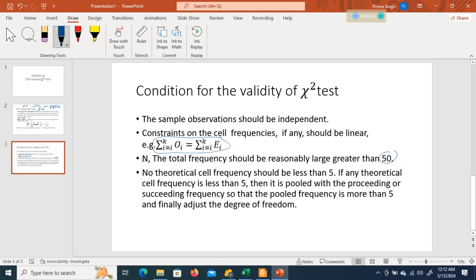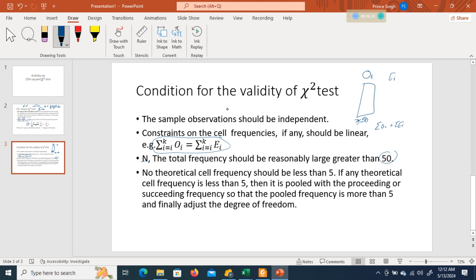What is the meaning of this capital N? For example, say Oi is the observed frequency. If we sum up all the observed frequencies, then the sum value should be at least 50, meaning it should be greater than or equal to 50, right? Similarly for the expected frequency, but the condition is that the observed frequency sum and expected frequency sum should be equal.